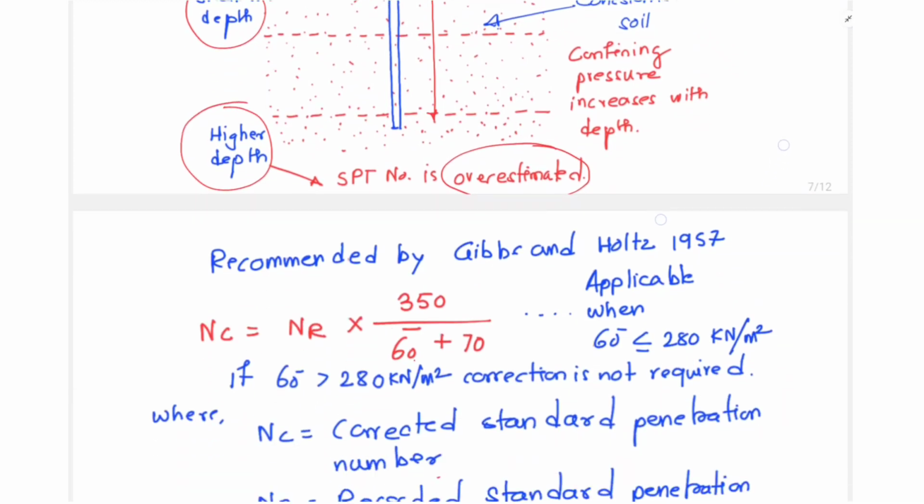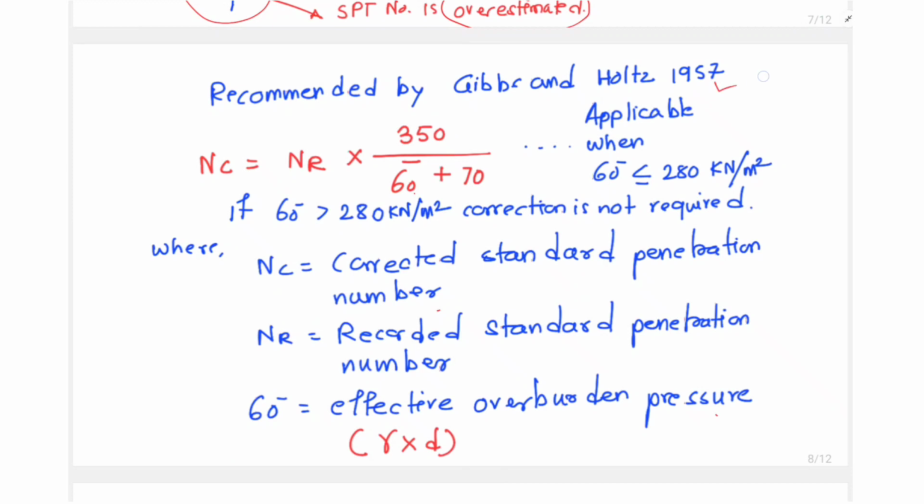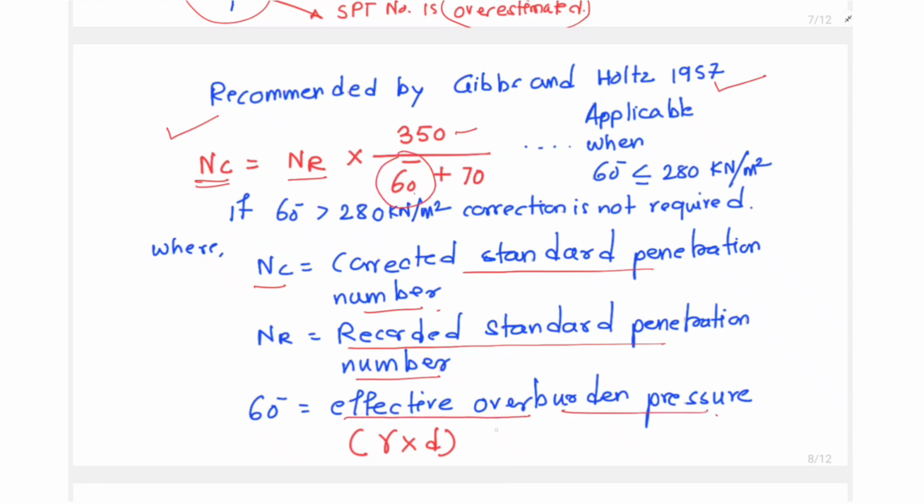Okay, so Gibbs and Holtz in 1957 recommended this overburden pressure correction. The formula for overburden correction is NC equal to NR into 350 divided by sigma 0 bar plus 70. So this NC is the corrected standard penetration number, NR is the recorded standard penetration number, and sigma 0 bar is the effective overburden pressure. It can simply be calculated as the product of unit weight and the depth at which the standard penetration test is carried out.